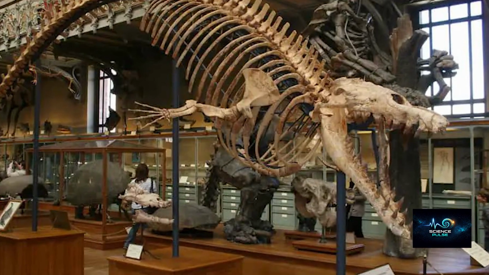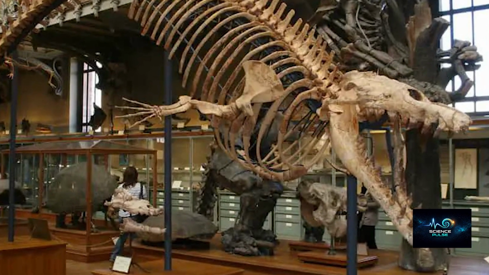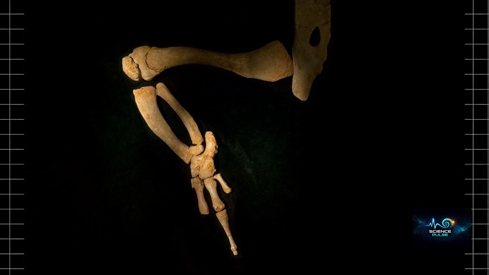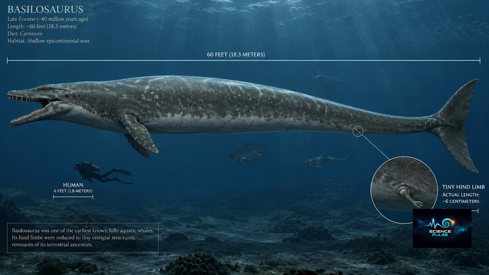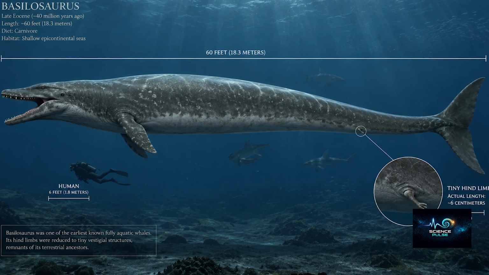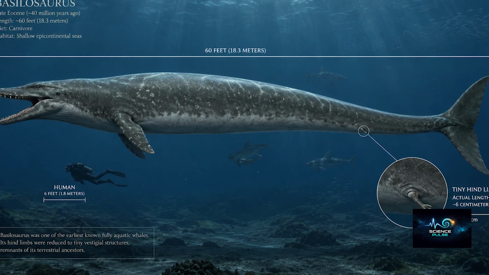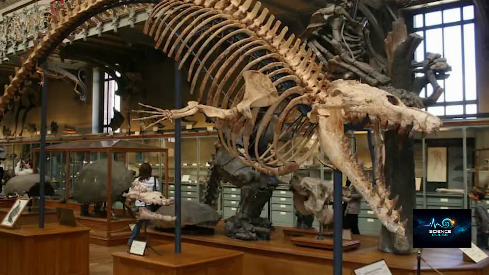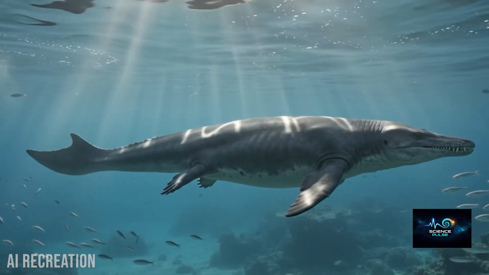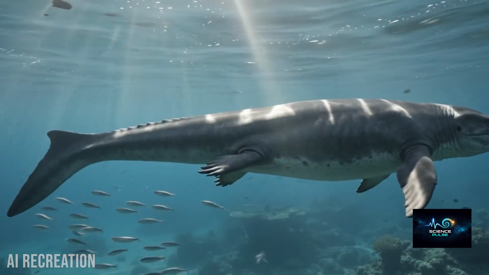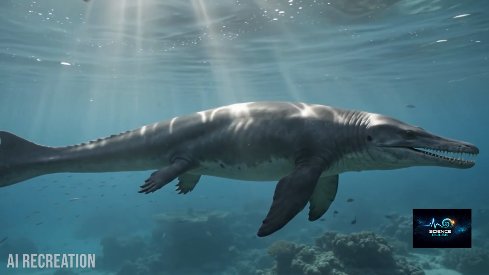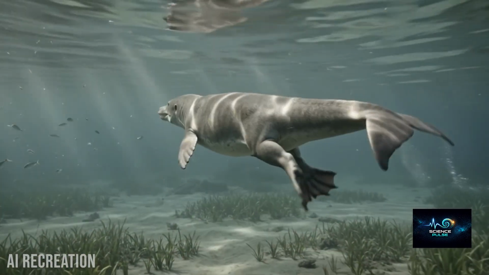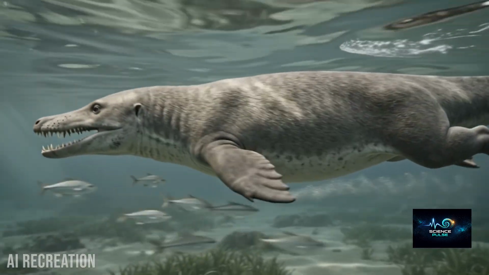Well-preserved skeletons show it retained small but fully formed hind legs, complete with a thigh bone, lower leg bones, ankle bones, and toes. But they were only a few tens of centimeters long on a body up to 20 meters in length, and they were not connected to the spine in a way that could bear weight. Basilosaurus could not walk on them, and they were too small to aid swimming. These limbs are vestigial, reduced, non-functional remnants of structures that were fully functional in its ancestors.